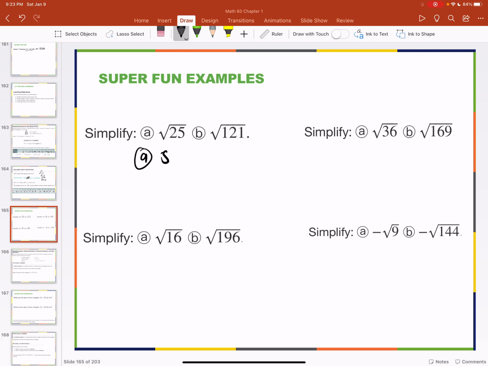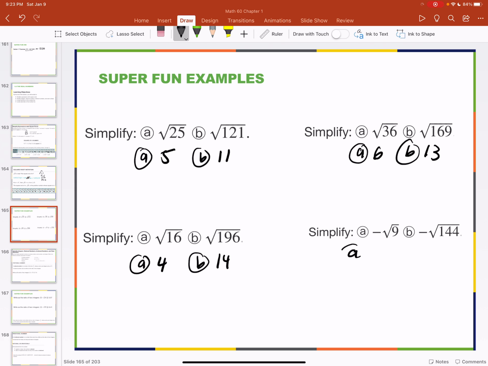So this square root of 25 would be 5. Square root of 121 is 11. Square root of 36 is 6. Square root of 169 is 13, okay? Square root of 16 is 4 because 4 times 4 is 16. Square root of 196 is 14 because 14 times 14 is 196. So here, the negative of square root of 9 is just negative 3. And then here, the negative of the square root of 144 is just negative 12, right? Because the opposite, or you could think of it as the opposite, is outside of the radical. So it just kind of carries over.